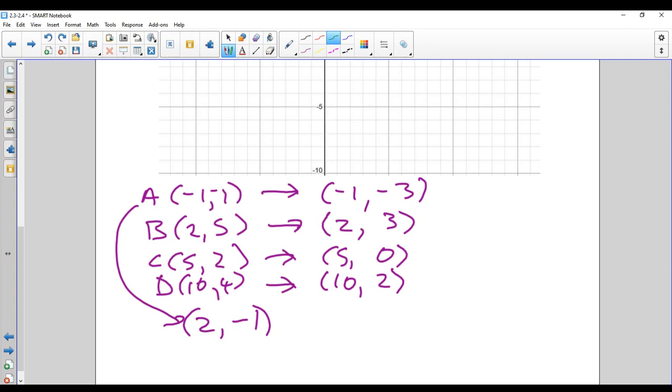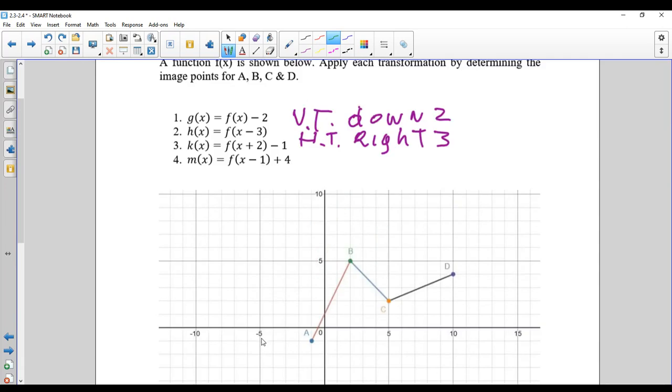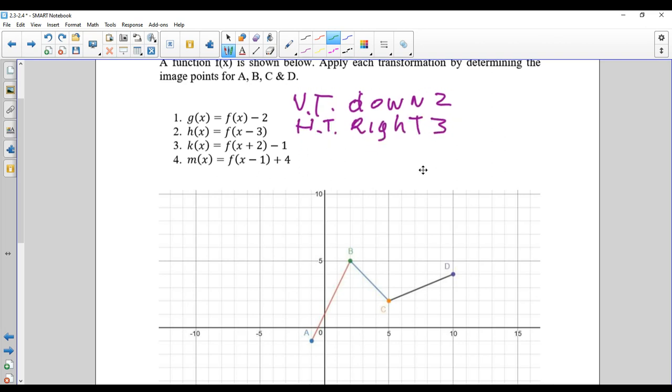Let's see. Abel, describe what's going on in the third one. What's going on in the third one? Let me move all of these up here, give us some room. What's going on with the third one? Good. Okay, write that down. HT left 2. Anything else? VT down 1.